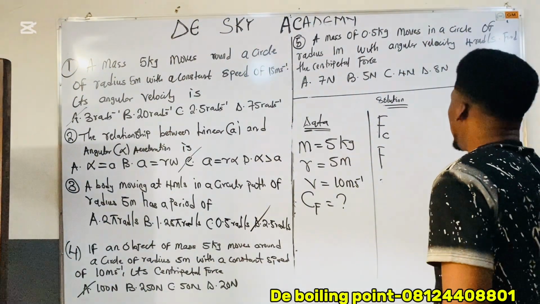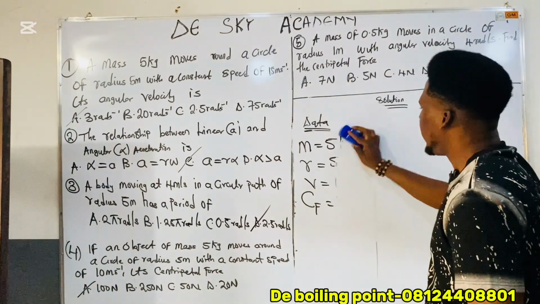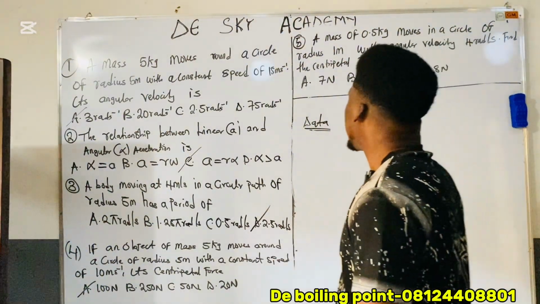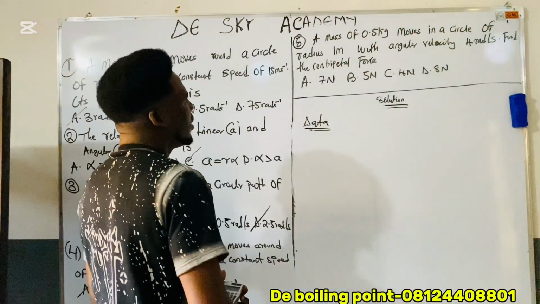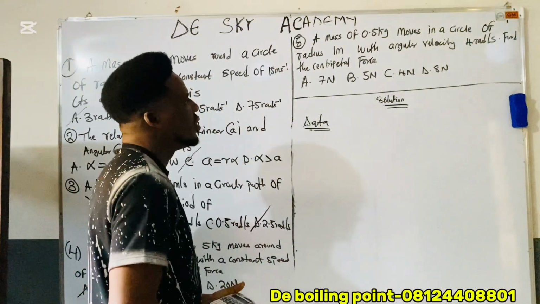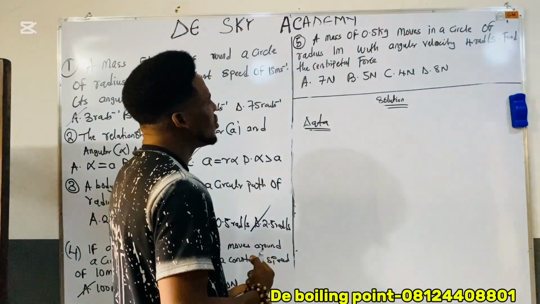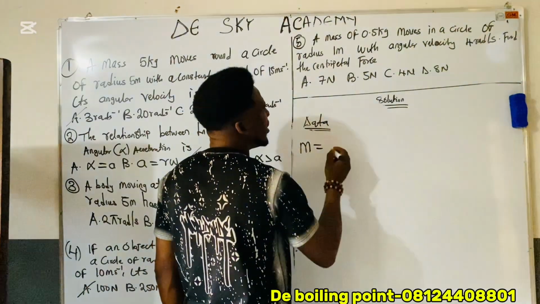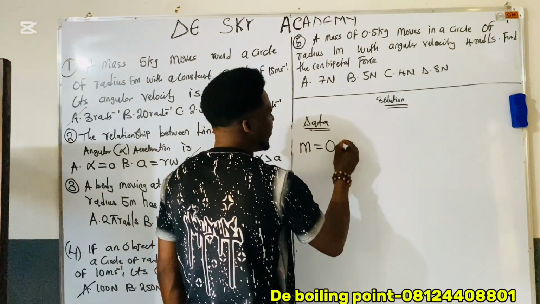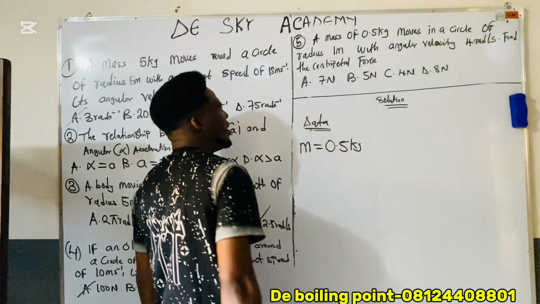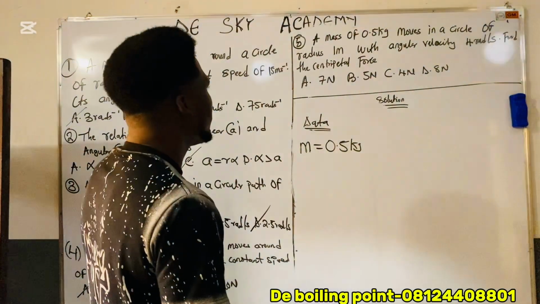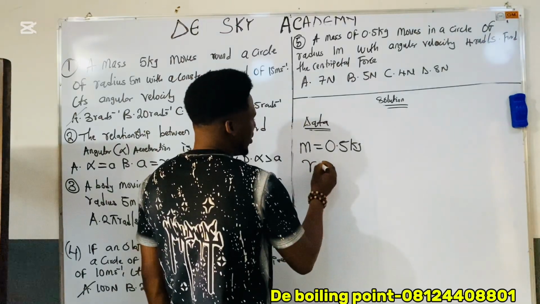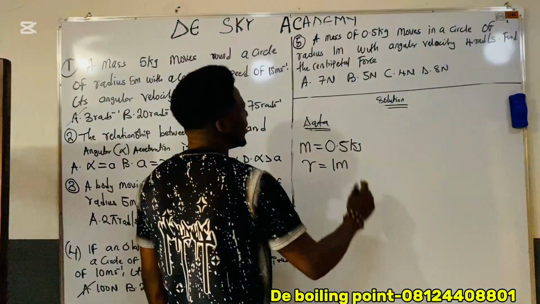Then question number 5. I have a mass of 0.5 kg that moves in a circle of radius 1 m. So we have mass data. What is the mass here? 0.5 kg. That is the mass. It moves in a circle of radius 1 m. So what is the radius? Radius here is 1 meter.